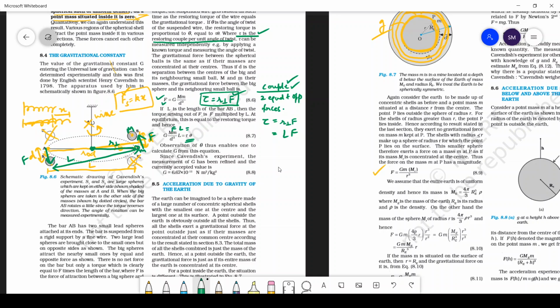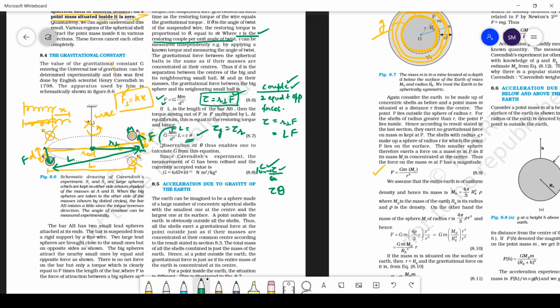Restoring torque per unit of angle, so this is for the unit angle. But what if the angle is theta? Then multiply it with theta. If this is for 1 radian, tau, then what about theta? Then it is tau into theta. So the gravitational torque is equal to the restoring torque.